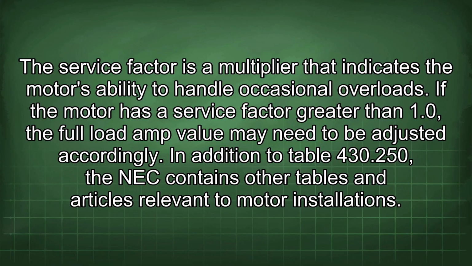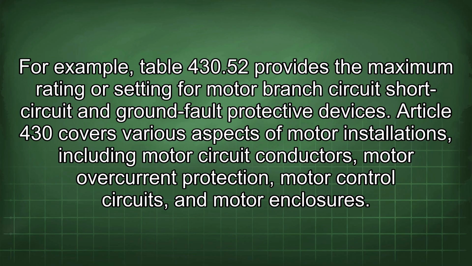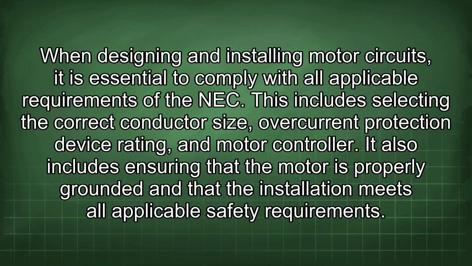In addition to Table 430.250, the NEC contains other tables and articles relevant to motor installations. For example, Table 430.52 provides the maximum rating or setting for motor branch circuit, short circuit, and ground fault protective devices. Article 430 covers various aspects of motor installations, including motor circuit conductors, motor overcurrent protection, motor control circuits, and motor enclosures. When designing and installing motor circuits, it is essential to comply with all applicable requirements of the NEC. This includes selecting the correct conductor size, overcurrent protection device rating, and motor controller. It also includes ensuring that the motor is properly grounded and that the installation meets all applicable safety requirements.